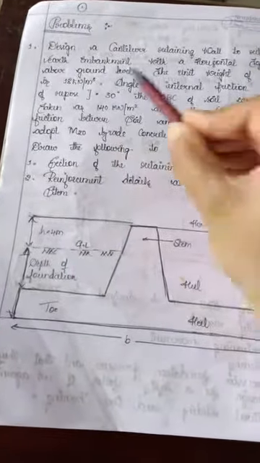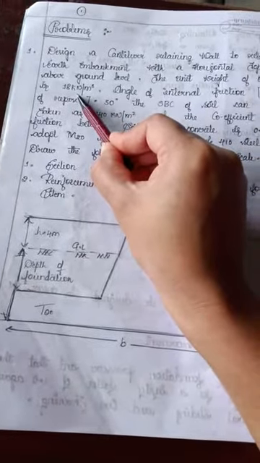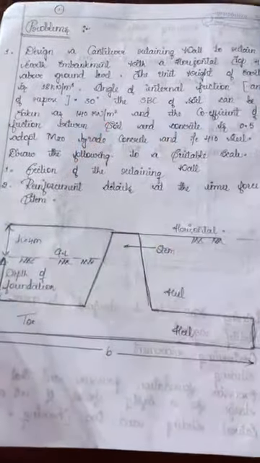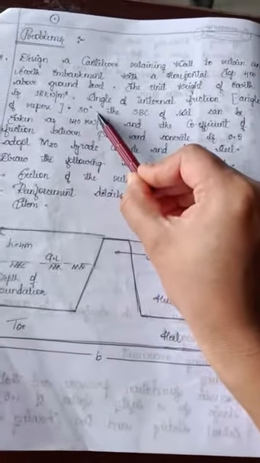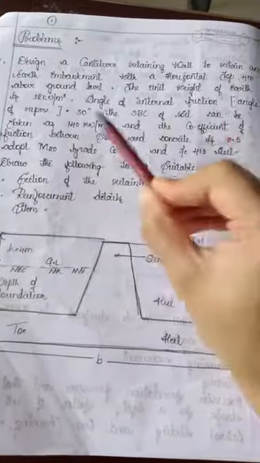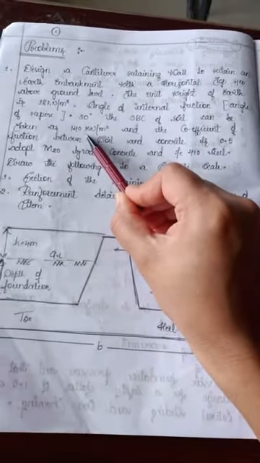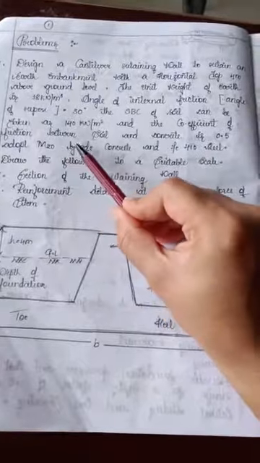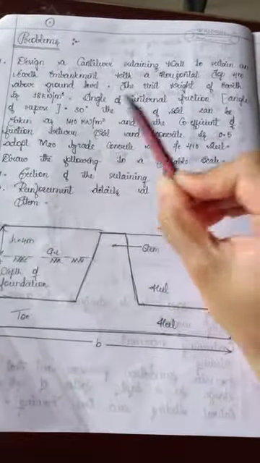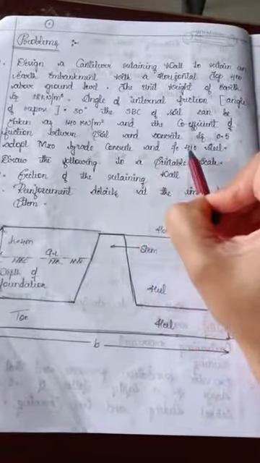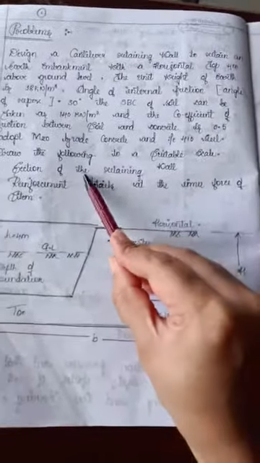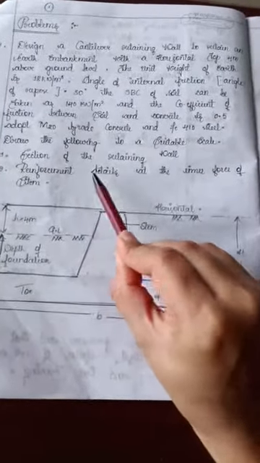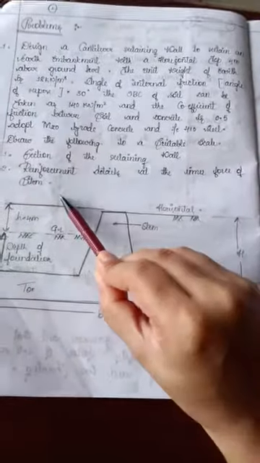The unit weight of earth is 18 kilonewton per meter cube. That is, the density of earth is 18 kilonewton per meter cube. Angle of internal friction, angle of repose, is equal to 30 degree. The SBC of soil can be taken as 140 kilonewton per meter square and the coefficient of friction between soil and concrete is 0.5. Adopt M20 grade concrete and Fe415 steel. Draw the following to a suitable scale. First one is the section of the retaining wall. Second one is the reinforcement details at the base of the stem.